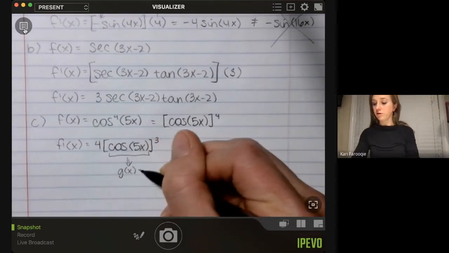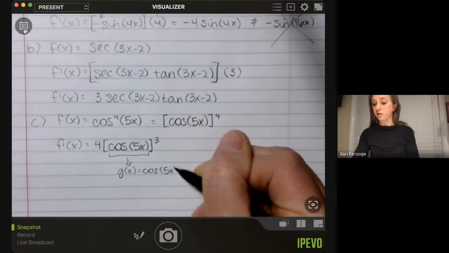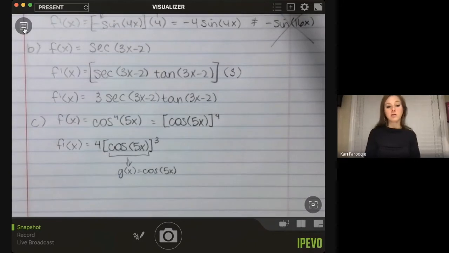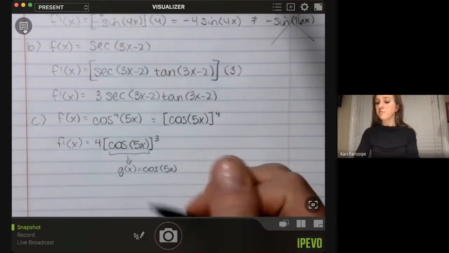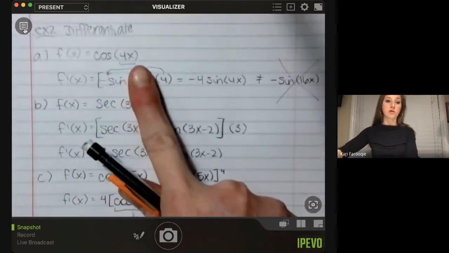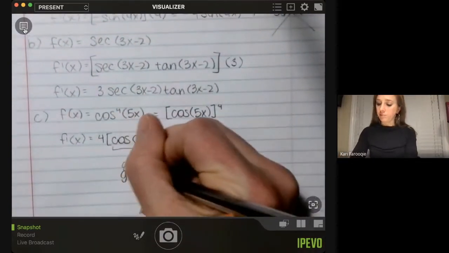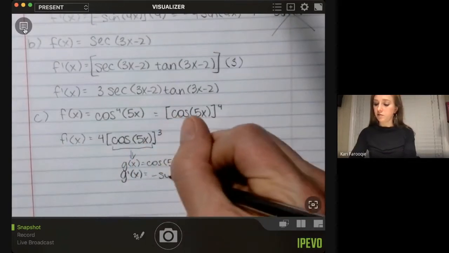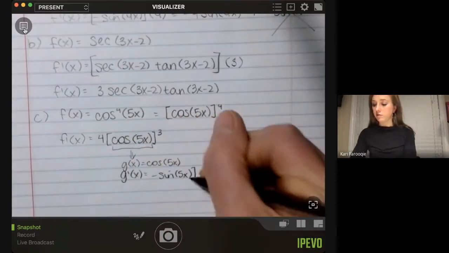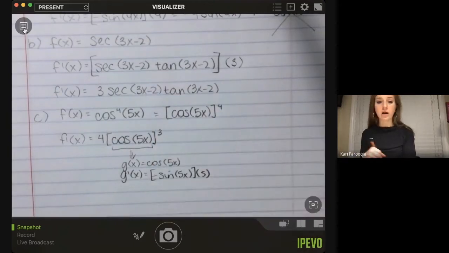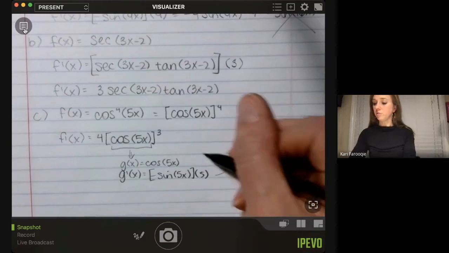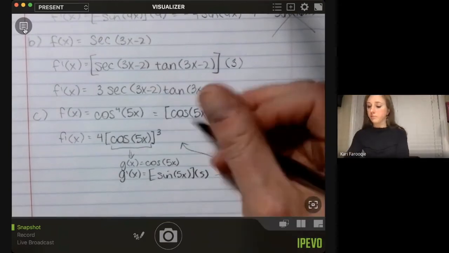So if you want to call it g of x, if you want to look at it separately, that's fine. You're going to get a lot of practice doing this, and you're going to get pretty good at taking the derivative of cosine 5x, I hope. That's the goal. But for right now, if your inside function is cosine 5x and you're trying to find its derivative, look at what we just found, cosine 4x's derivative up there. So very similar. g prime is going to be negative sine 5x times 5. So that gets multiplied, or chained on, at the end here.